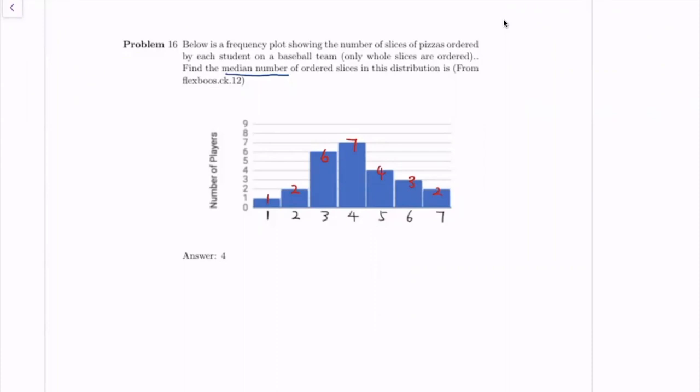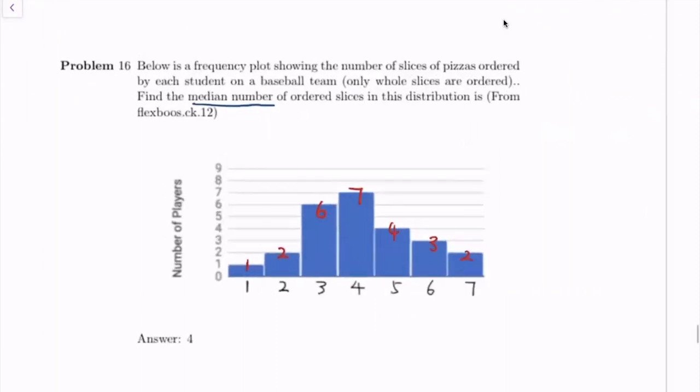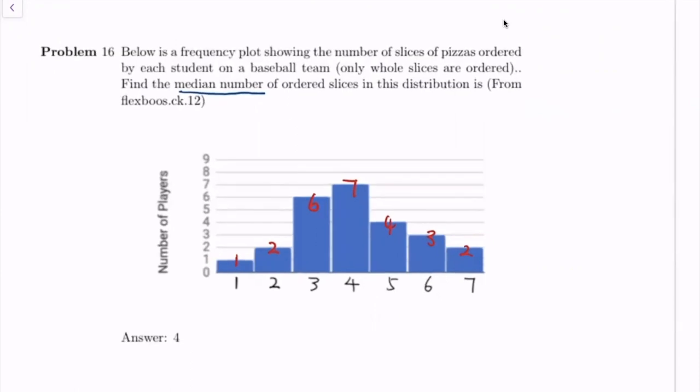Question number 16. Below is a frequency plot showing the number of slices of pizzas ordered by each student on a baseball team. Only whole slices are ordered. Find the median number of ordered slices in the distribution.